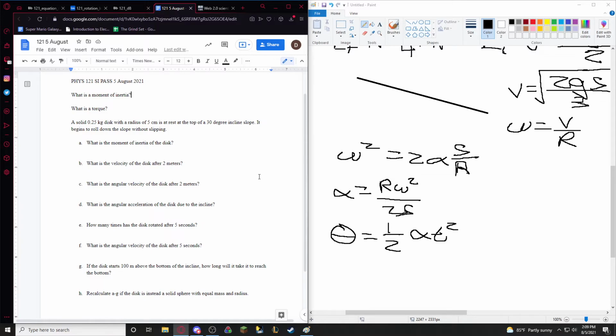All right. So if our disk starts 100 meters above the bottom of the incline, so this height here is 100 meters, how long is it going to take the disk to reach the bottom? Oh, wait, which... So the height straight up is 100, right? Mm-hmm.